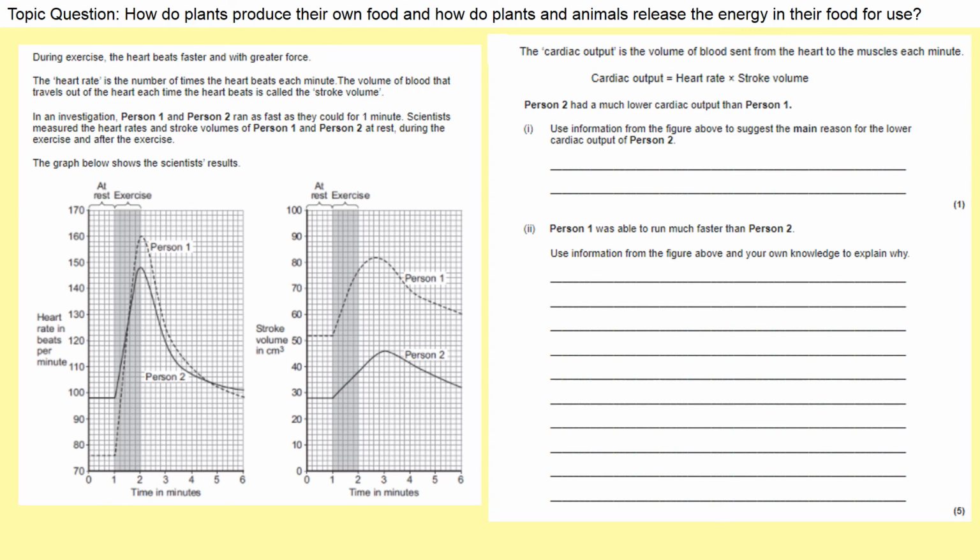They then give you a little bit of information about how cardiac output is calculated. So the idea that they're multiplying the heart rate by the stroke volume to give them the cardiac output. And then they've asked you to look at information from the graph to answer the 2 questions. So we've got a short 1 mark question and a longer 5 mark question that needs a little bit more of a longer response to it. So I'll give you some time to have a go at answering those.